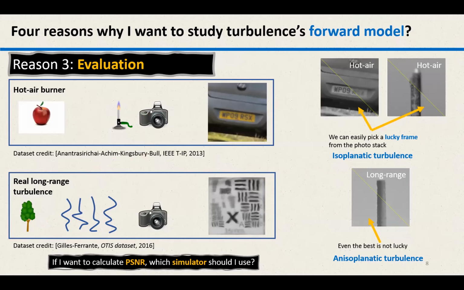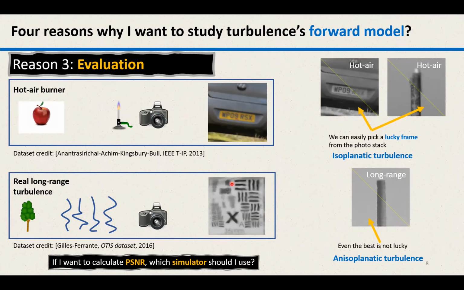For this hot air sequence, from time to time, you will be able to see a perfectly sharp image, which is called a lucky image. And this lucky image is global. The reason why this is happening is that the turbulence is so localized in time that once upon a time, you will be able to see a distortion-free frame. Now, in terms of the real long-range turbulence, you almost never get a perfect lucky frame. The best you can get would be some lucky pixels, and you need to fuse all these lucky pixels together. So there's a difference between the hot air and the long range.